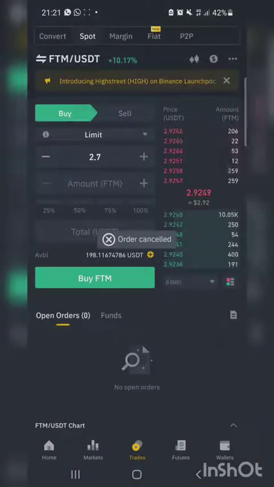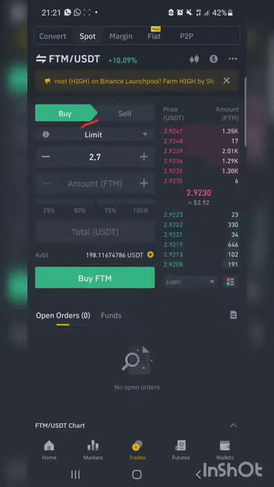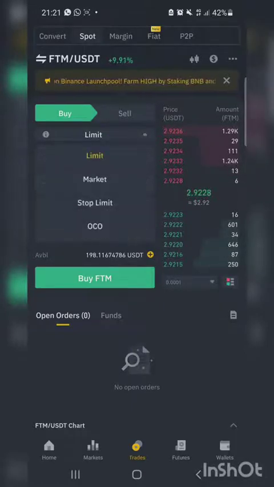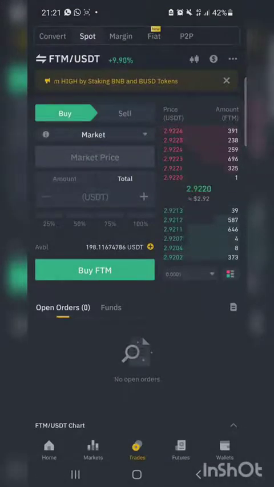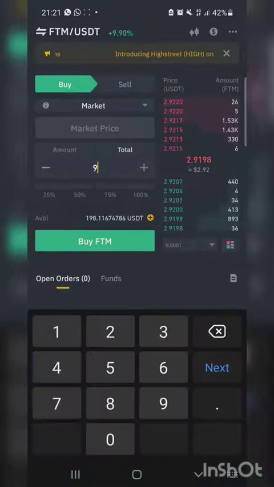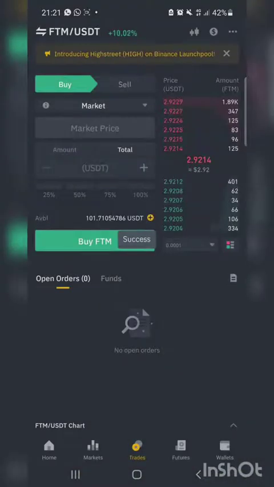Then the next kind of order you can do is the market order. Now the market order, basically all you need to do is click here. Market order means you want it to be executed almost immediately at the best available market price. So for example, we want to still buy $98, and I'm going to click on buy FTM. Automatically it has been executed, so it's so immediate, at the best or the present price at which the market is at that point in time. So that is the whole idea of the buying.